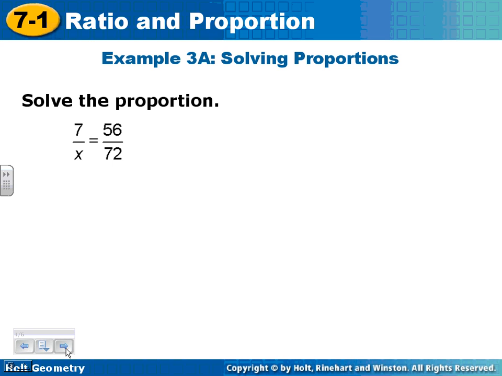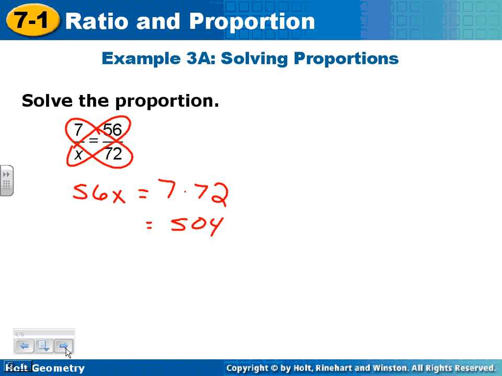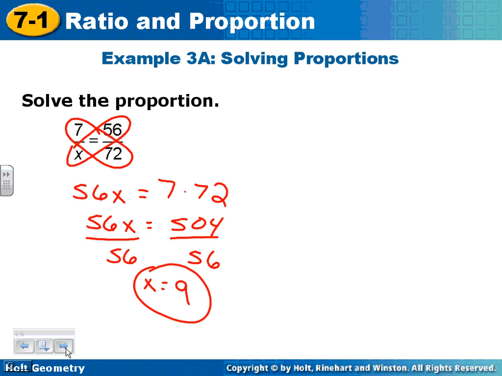Well, let's solve one. I like to go with the variable first. Go this way first. That's 56x is going to equal the other way 7 times 72. So I'm going to pick up my calculator. 7 times 72 is 504. And that's what 56x would equal. Then I would divide by 56. So 504 divided by 56 is 9. X equals 9, and that's all I do. My answer is 9.